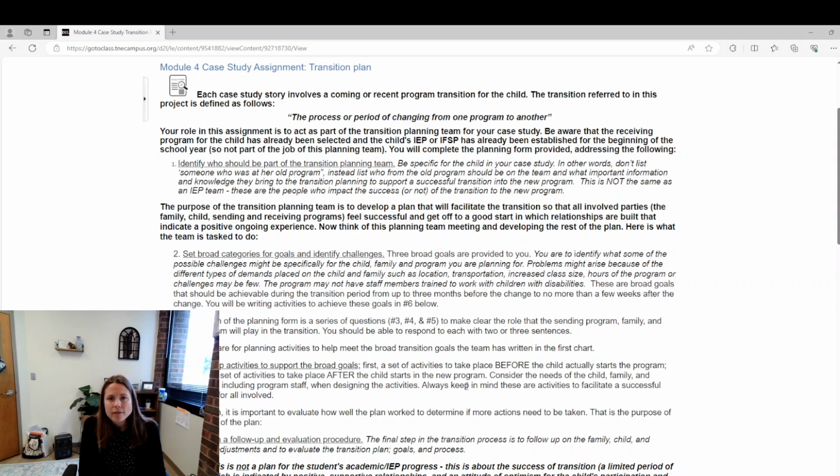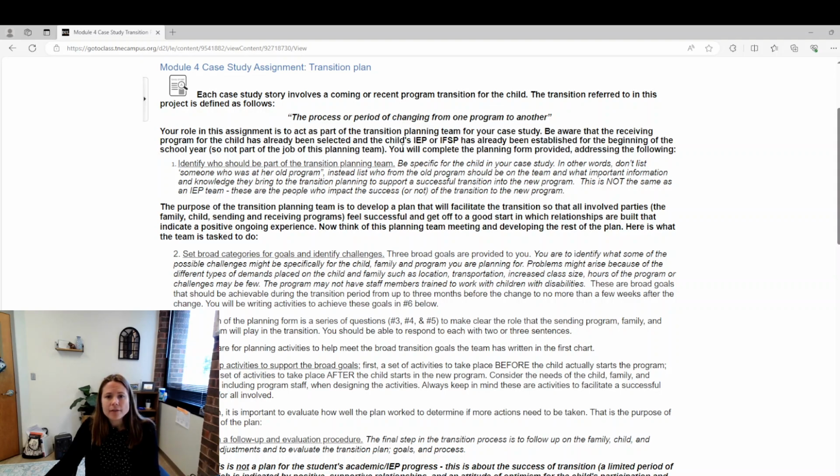So now that you have lots of information about the child's disability and background, your role is to act as part of the transition planning team. So what you're going to do is you're going to realize that there is a receiving team, right? And the receiving team is the person who's going to get that child, okay? So remember, that child has already been evaluated. They are going to receive services.